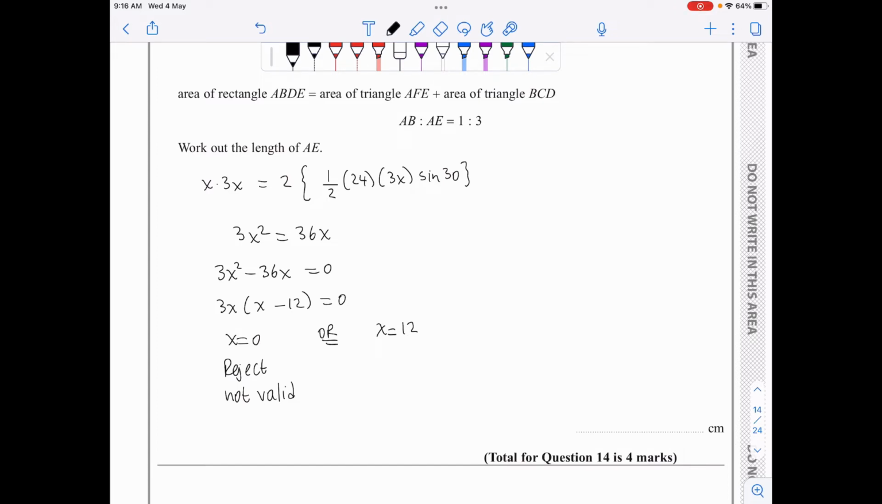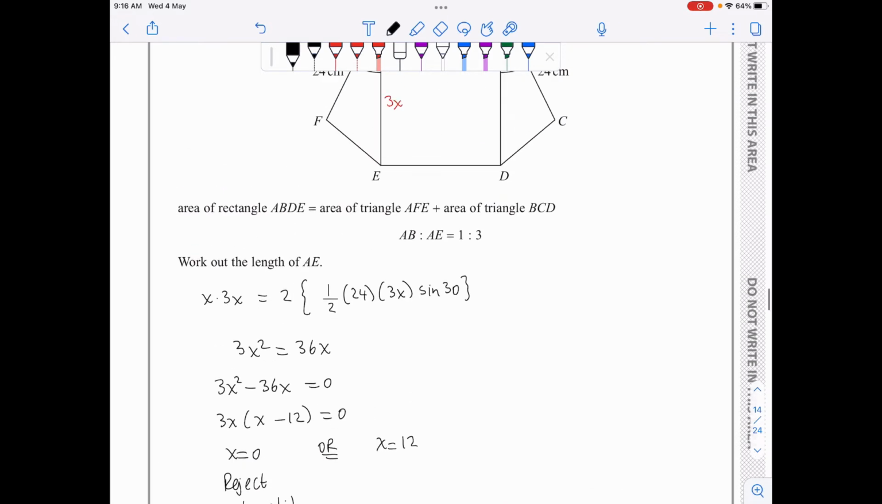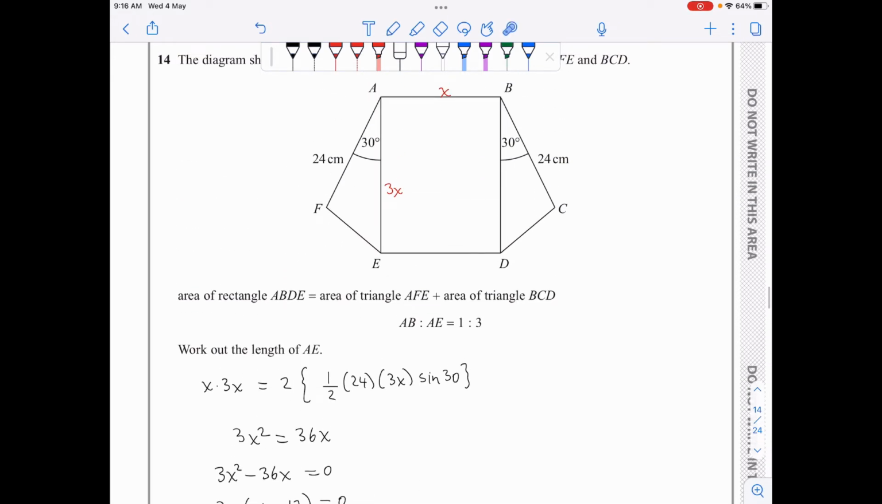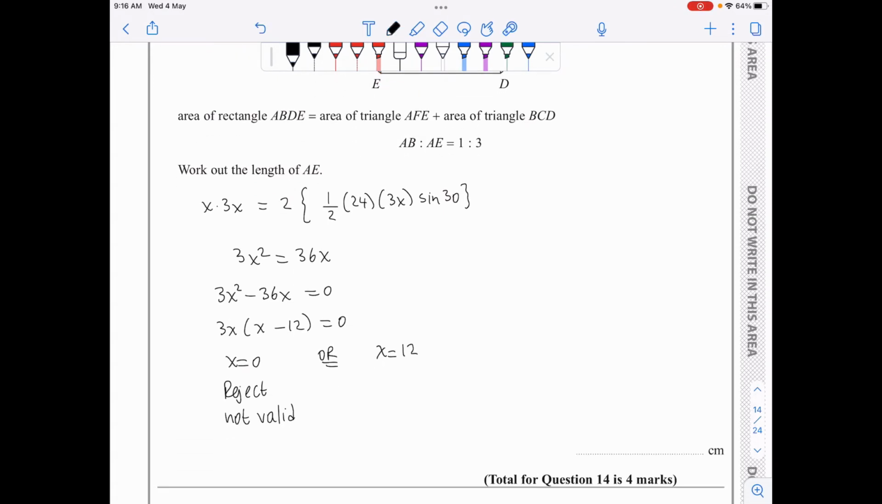Don't stop here. Always check what the question was asking you to find. We had to find the length of AE. AE is here, so we're looking for 3x. So hence AE is 3 times 12, which is 36. So the answer is 36 centimeters.